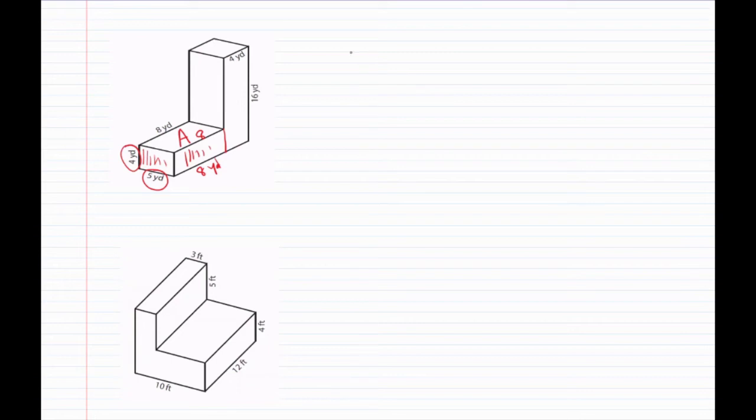So according to the formula, volume of prism A is going to be its length, that means 8, times its width, 5, times its height, 4, giving me back a total value of 8 times 5 is 40, times 4, 160 yards cube.